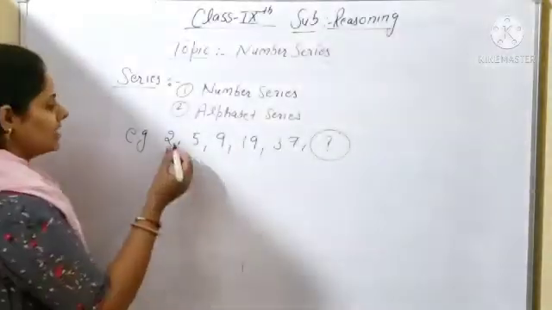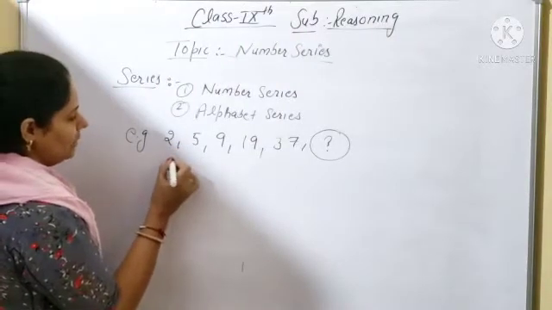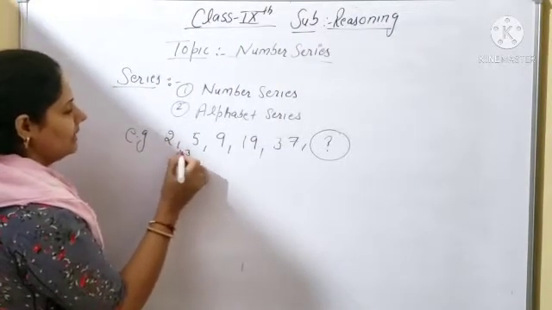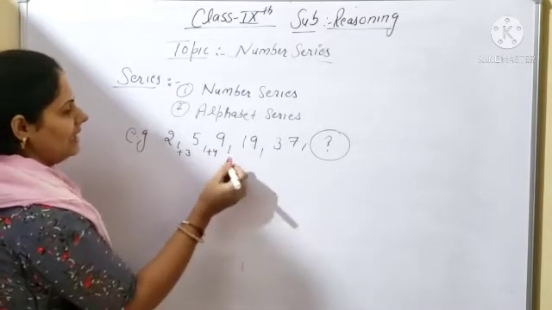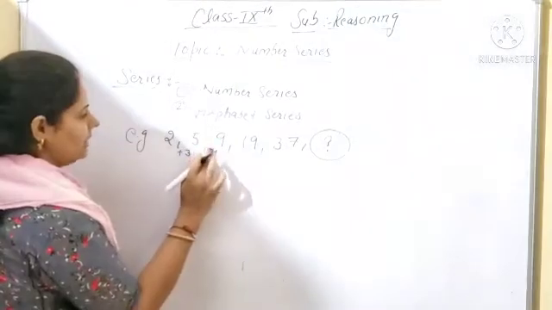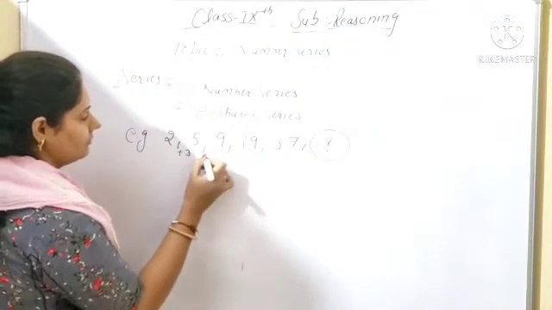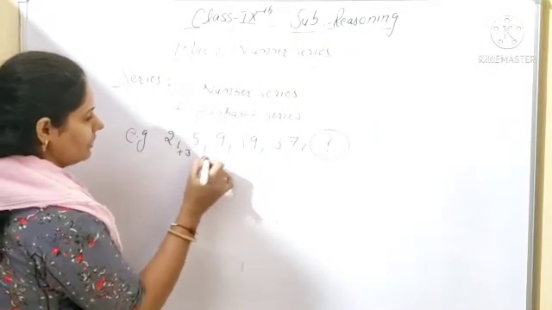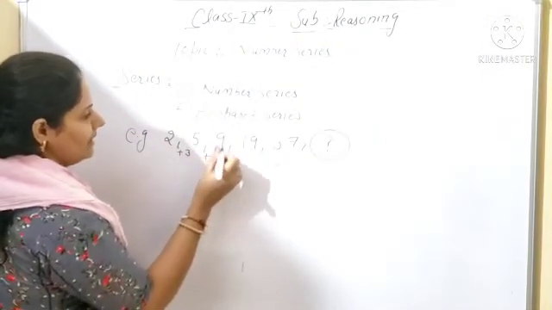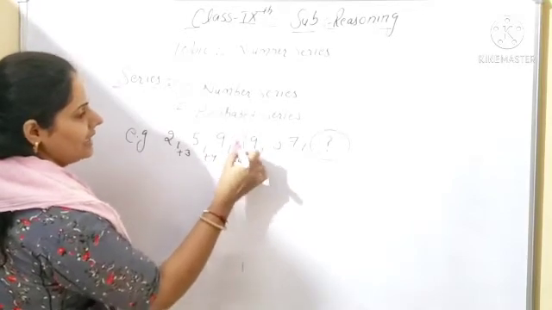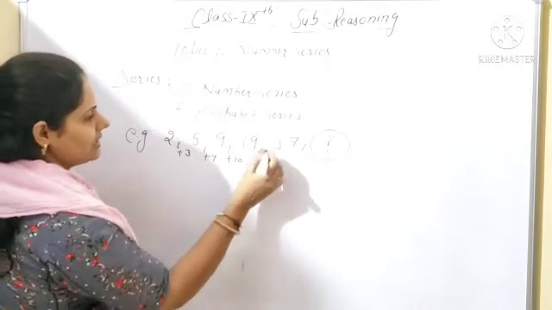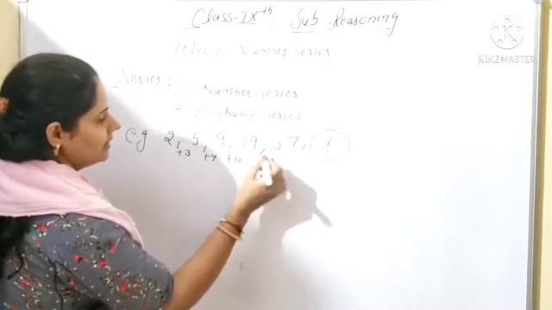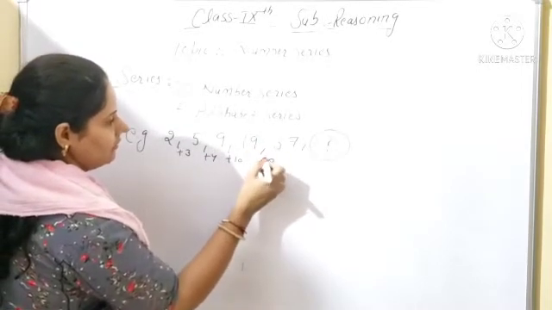So simply here you can see it is 2 and 5. So what are you getting? Here you are adding plus 3. 2 plus 3 is 5. After that, 5 plus 4, you are getting 9. After 9, plus 10, you are getting 19. And 19 and 37, what is the difference? So here you can see 8 and 18.